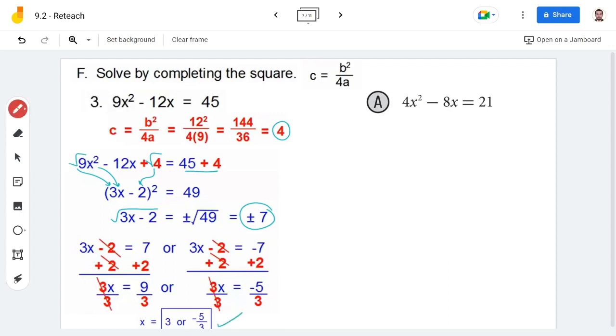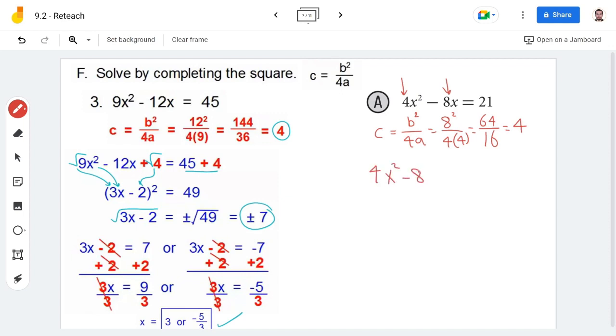Now, look at this example here. So first step, let's find c. So c is equal b squared over 4a. What's b? B is equal 8. So now, as you can see here, 8 squared, 4 times a. A is equal what? 4. Now, 8 squared is equal 64. 64 over 16. So the answer here is equal 4. Now, let's add 4 for both sides.